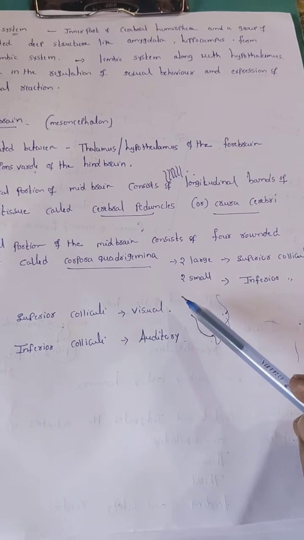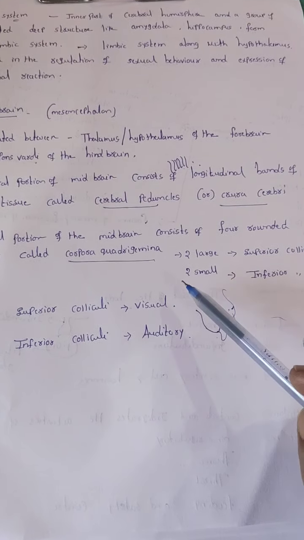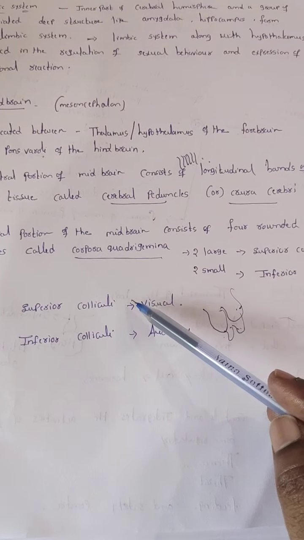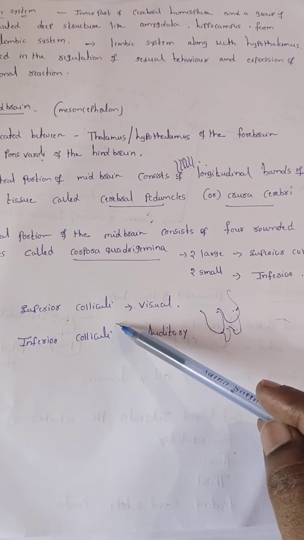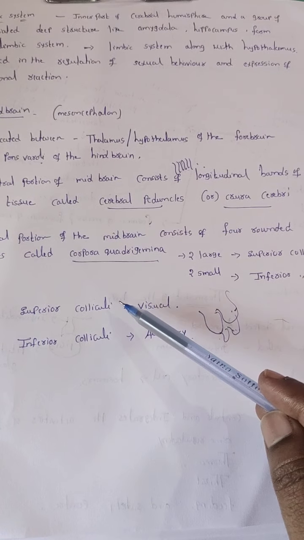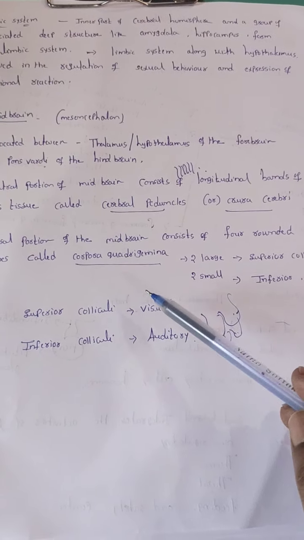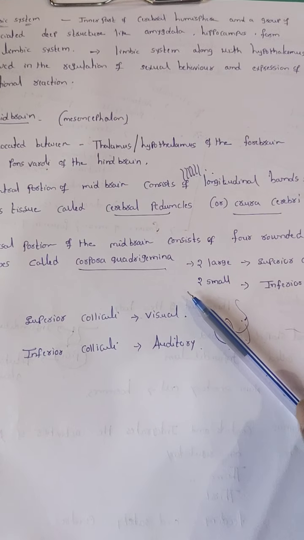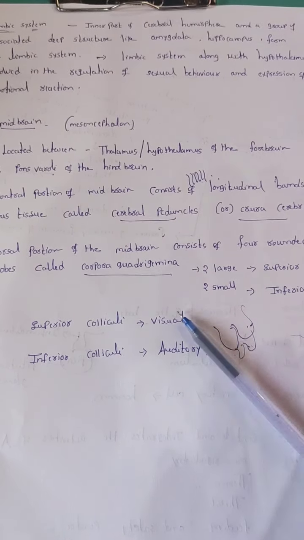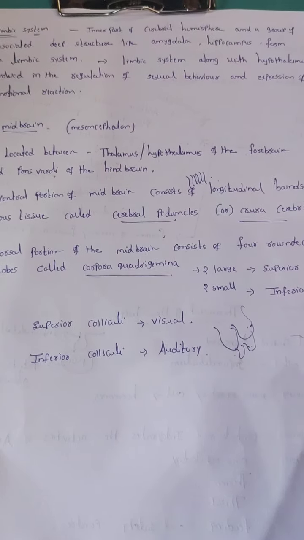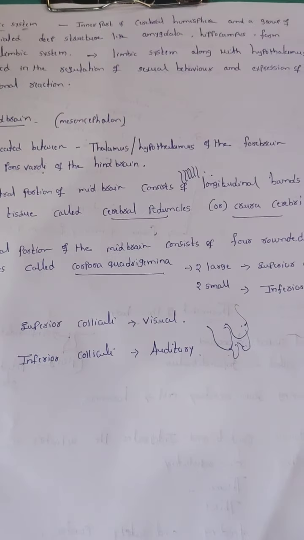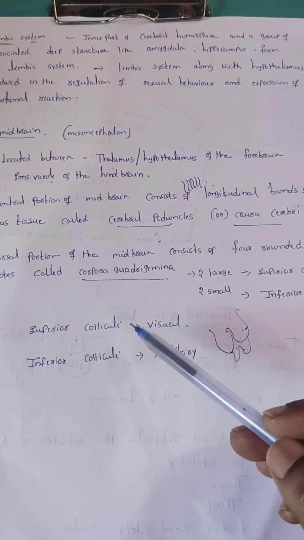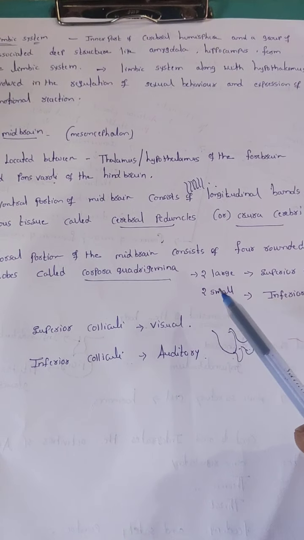In mammals, compared to humans, the superior and inferior colliculi are more developed in the lower mammals. If you observe a dog at the time of an earthquake, it easily identifies the sound because it has more developed inferior and superior colliculi compared to humans.